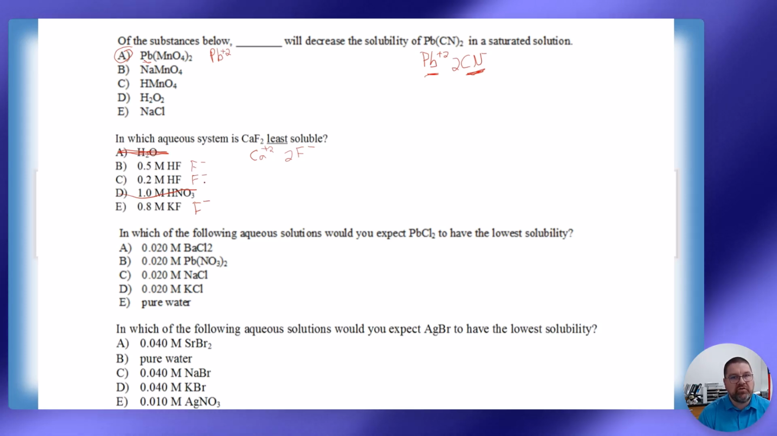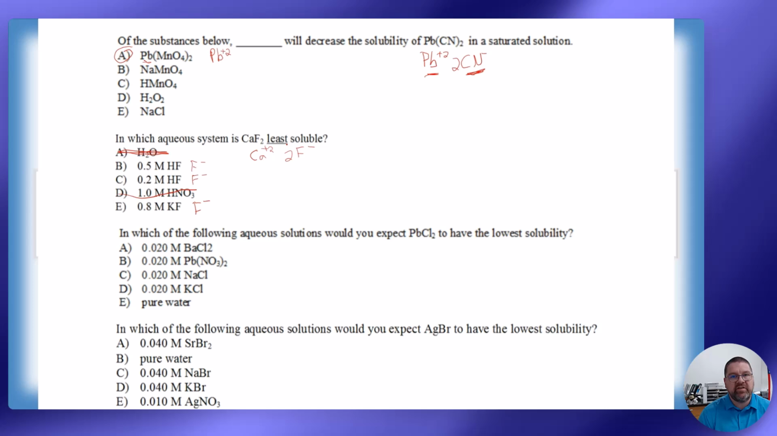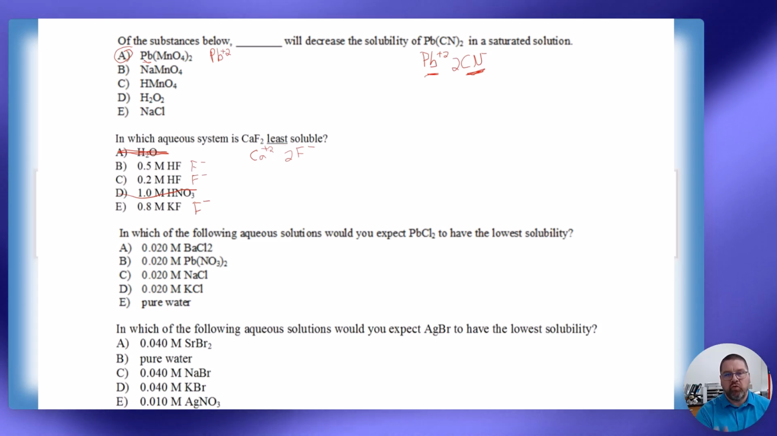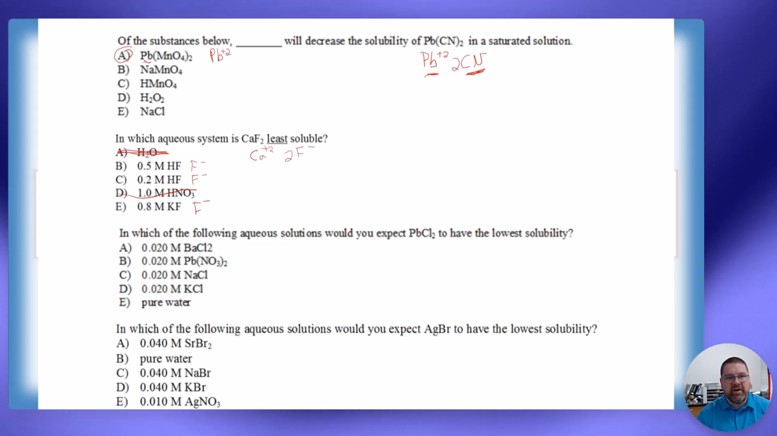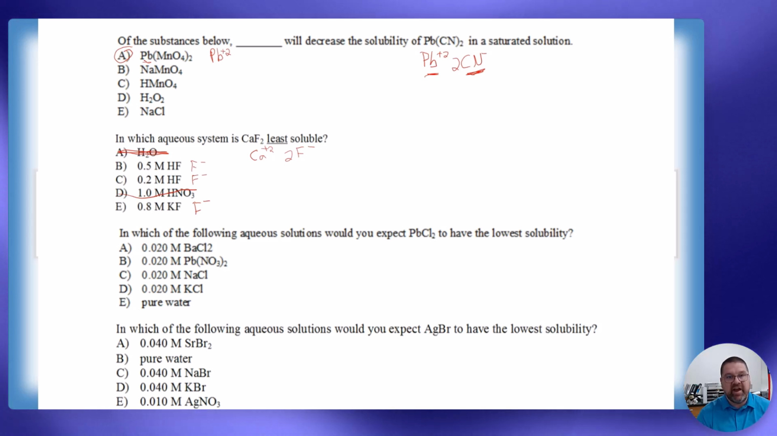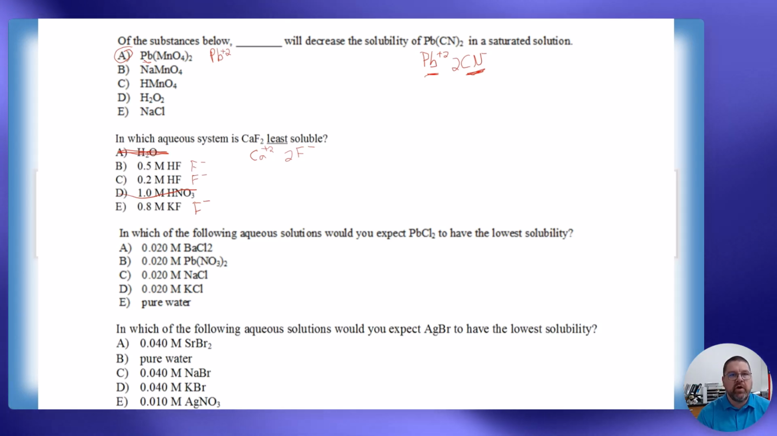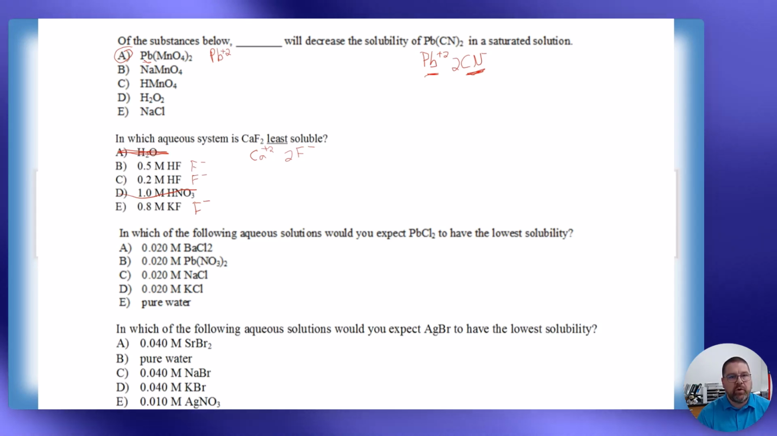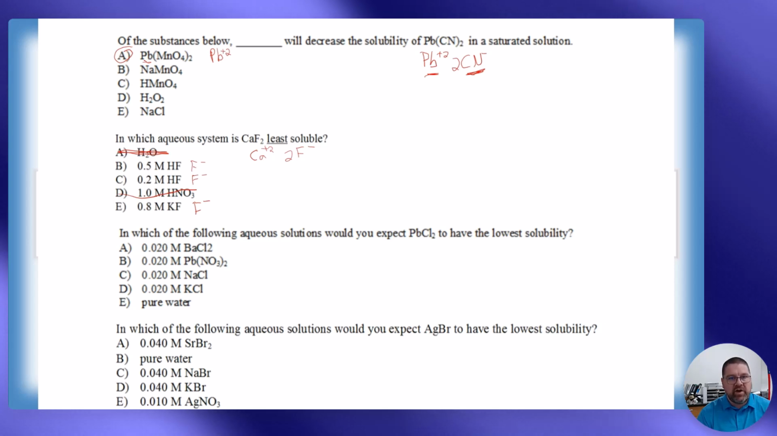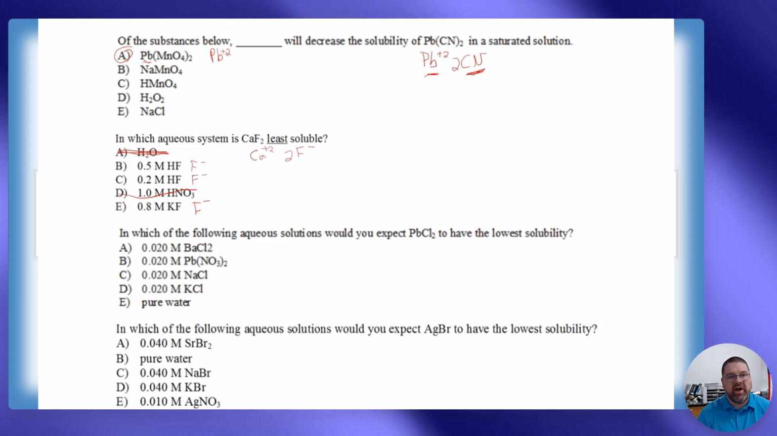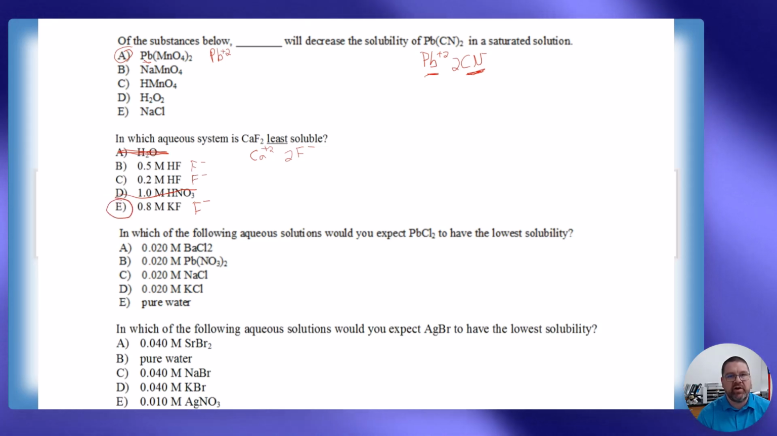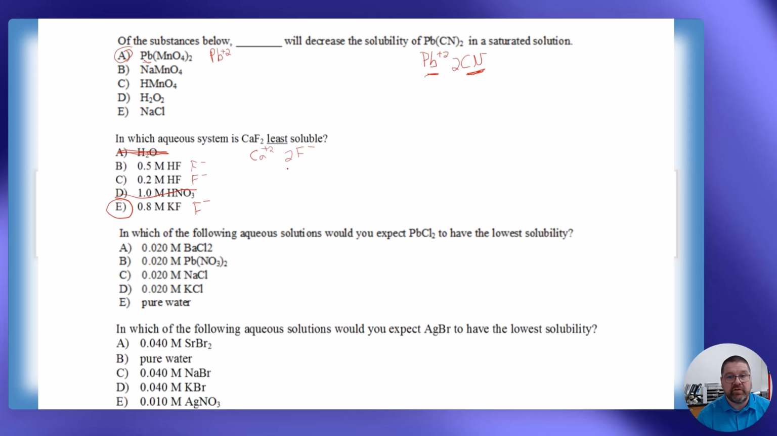Now we need to look at the concentrations, because the one that's going to be the least soluble is going to be the solution that provides the most fluoride ions right off the bat initially. And because all of these are in a 1-to-1 ratio, and again, the hydrofluoric acid ones are weak acids, so there's going to be an equilibrium there as well. But the potassium fluoride is a strong electrolyte, and so because of that, we're going to see 0.8 molar of the fluoride ion. That is going to be the highest concentration, so that would have the greatest effect and make calcium fluoride the least soluble.